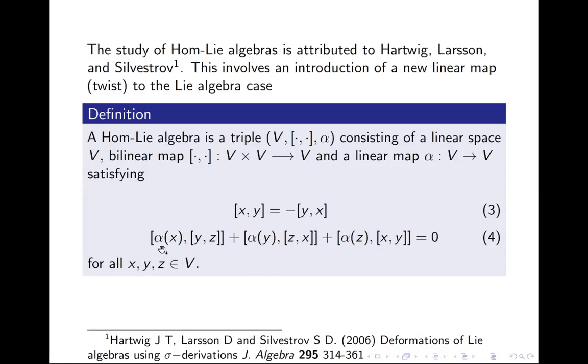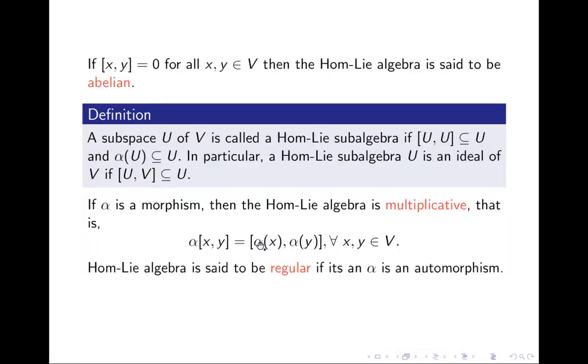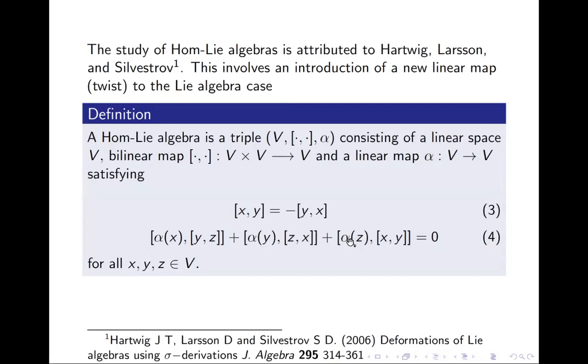So you see, if this linear map is the identity, we'll have x here, we'll have y here, sorry, and we'll have z here. So this means that we will go back to the Jacobi identity that we had before. So when alpha is the identity, we recover our Lie algebra, but usually alpha may not be the identity. So we build a bigger class of such algebras, which are now known as the Hom-Lie algebras. So this is the first article that I give as a footnote there.